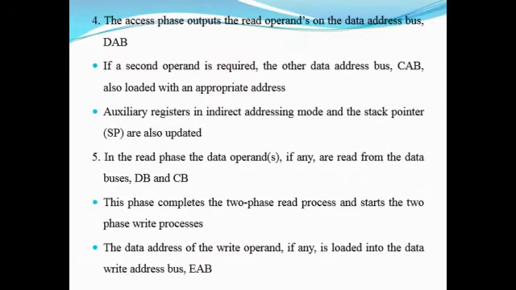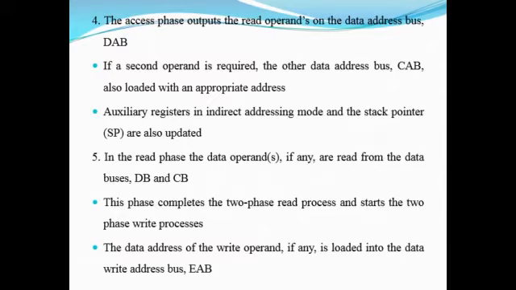Then comes the access phase. The access phase outputs the read operand address on the data address bus, DAB. If a second operand is required, the other data bus, CAB, is also loaded with the appropriate address. So we have PAB, DAB and CAB, that is the program address bus and the data address buses. The second operand is handled using the CAB address bus. Then auxiliary registers in indirect addressing mode and the stack pointer are also updated.